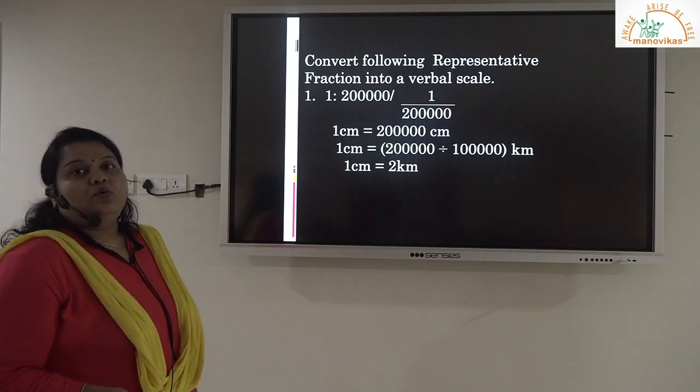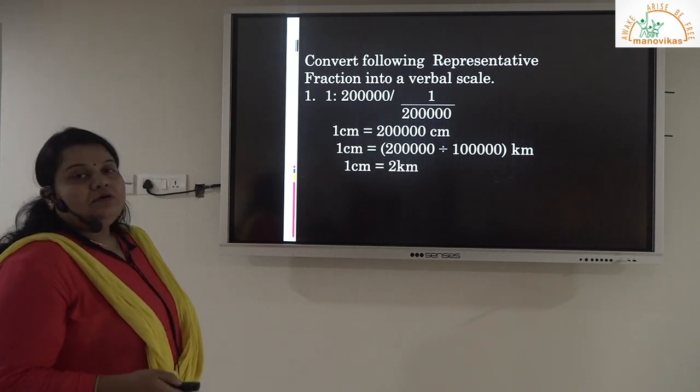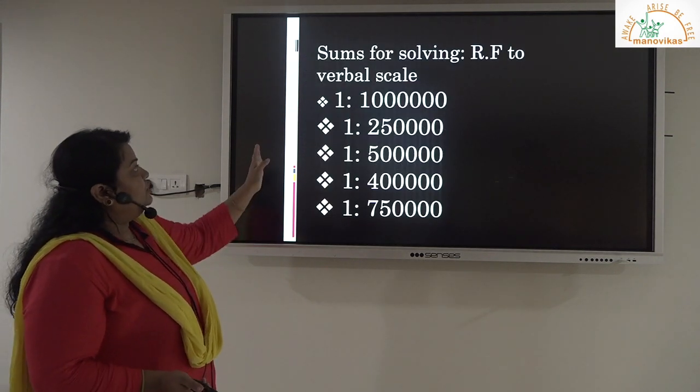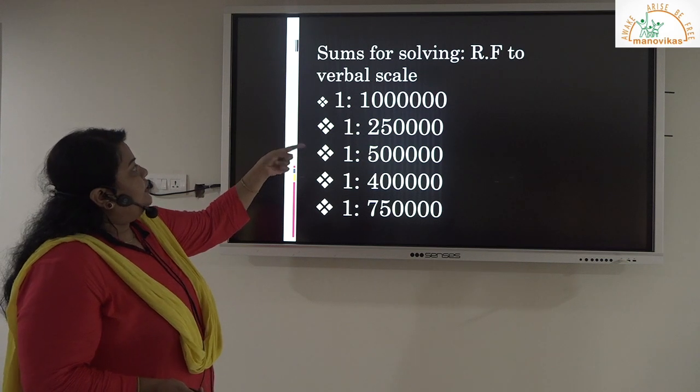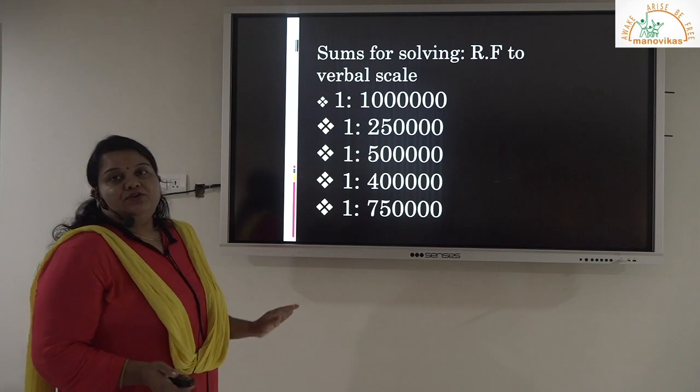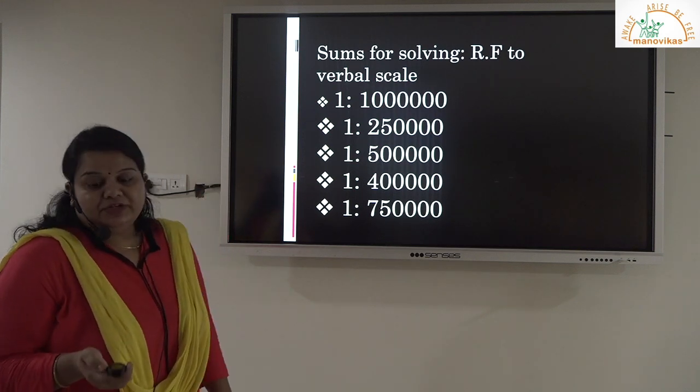Okay. Now let us check the set of sums which you need to solve. So you are going to take this 1:10 lakhs, 1:2 lakh 50,000 and the remaining you are going to solve referring to the previous slide.